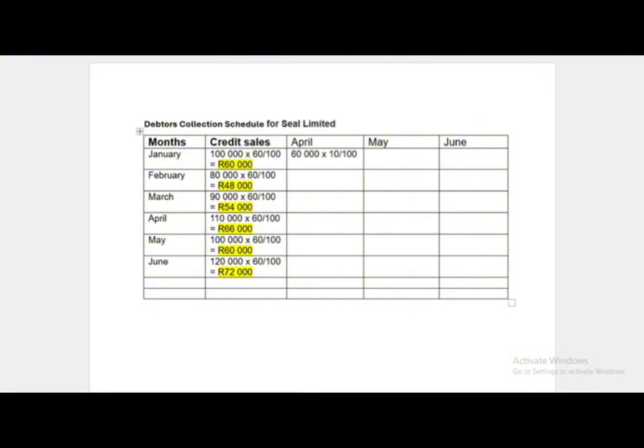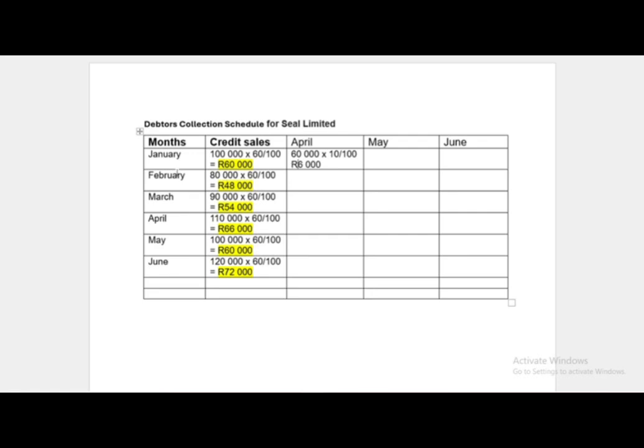multiplied by 10 out of 100. How much did we collect there? It's just going to be 60,000 multiplied by 10 out of 100. So the month that is affected for the credit sales of January is April, and we are only going to collect 6,000. That is 10%. We are only going to collect 6,000 rent for the month of January in April. I don't know if I make sense right there.